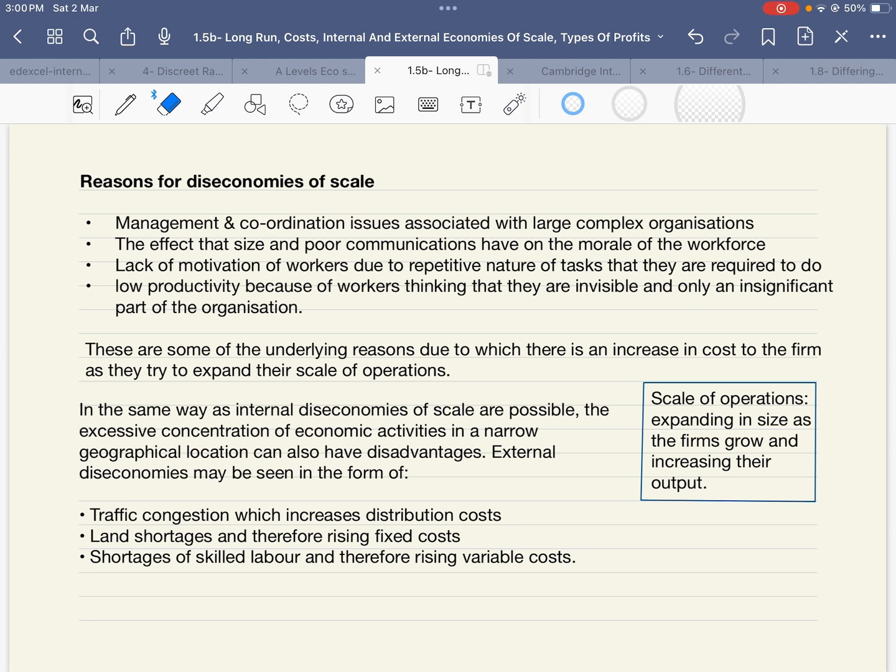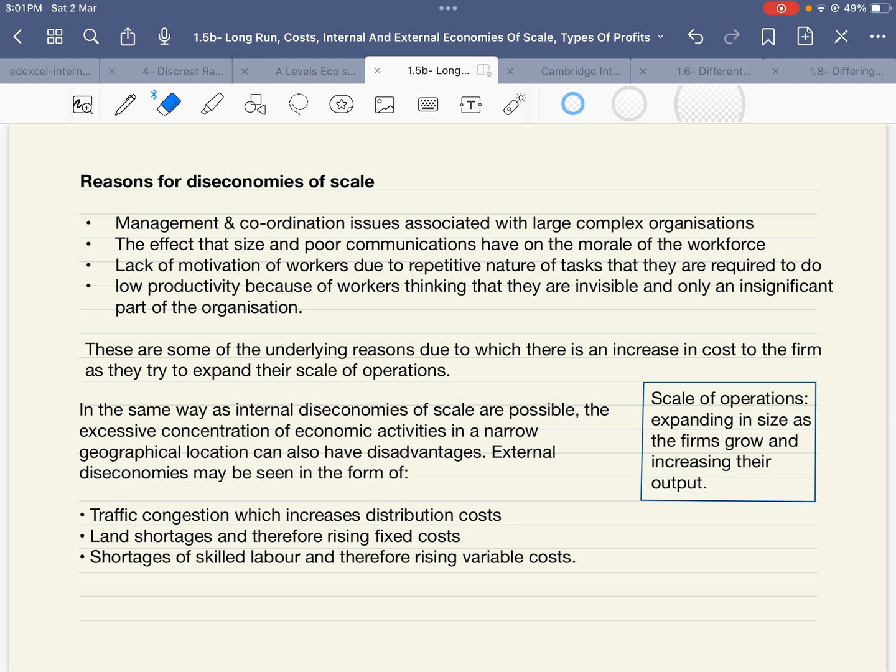Along with internal diseconomies of scale, there are external diseconomies of scale as well. Traffic congestion can increase distribution costs, as the fuel cost increases if transportation passes through a lot of traffic congestion. Land shortages and therefore rising fixed costs are an example of external diseconomies of scale. And another example of external diseconomies of scale is shortage of skilled labor and therefore rising variable cost.